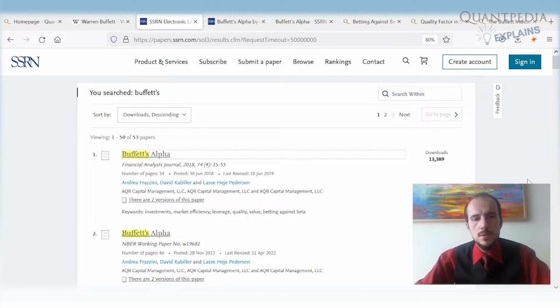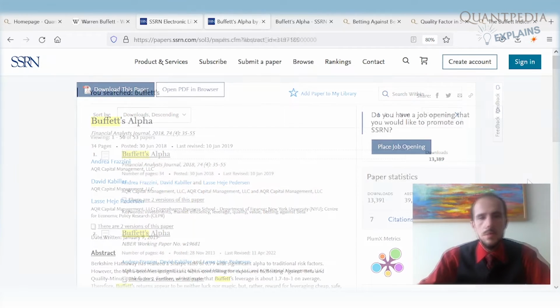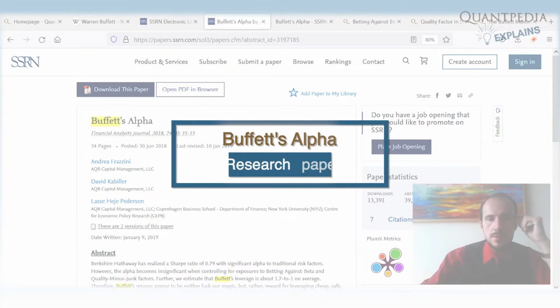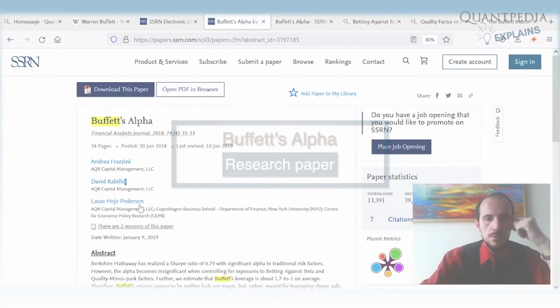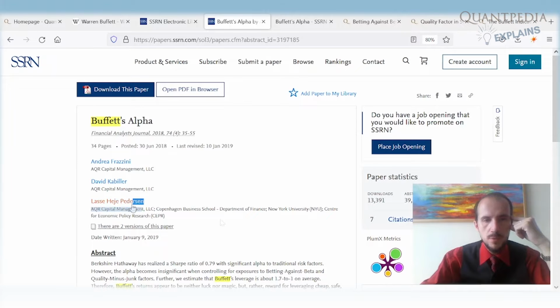So I selected two papers that I think are the most interesting. We will go through them. We will try to understand more what Warren does and why he's the best in what he's doing. The first notable paper that I selected is called Buffett's Alpha and is written by Frazzini, Kabiller, and Pedersen from AQR Capital Management. So what did those guys do?